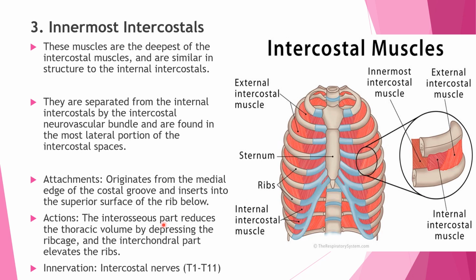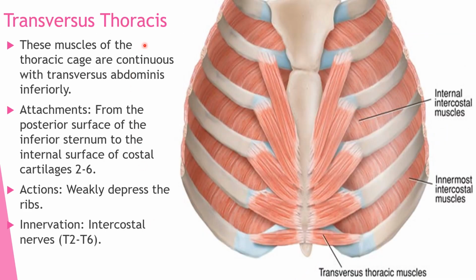About the function, like internal intercostal, it also has interosseous part which depresses the rib cage and interchondral part which elevates the rib cage. Innervation is from T1 to T11 intercostal nerves. That was about intercostal muscles. Let us see about transverse thoracic muscle. This muscle is continuous with the transverse abdominis muscle.